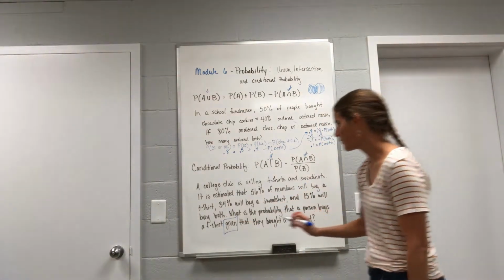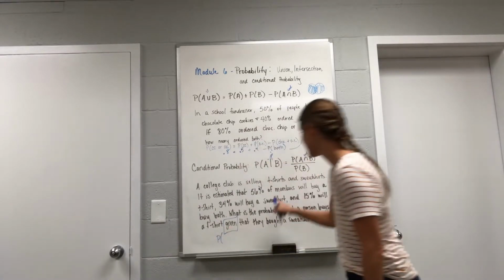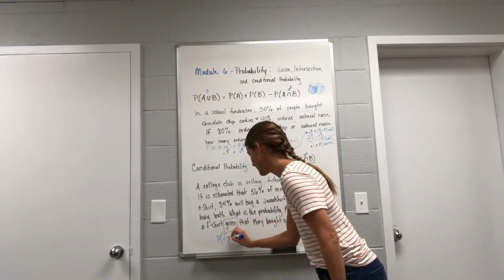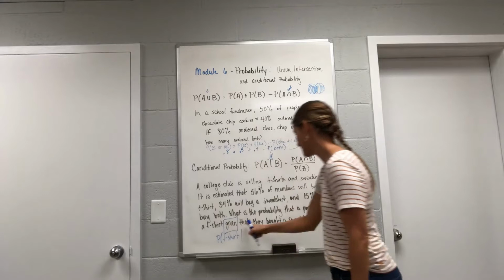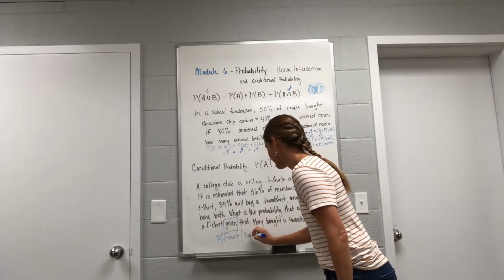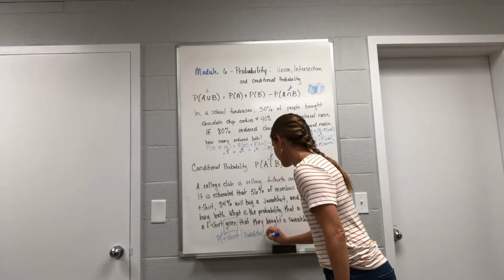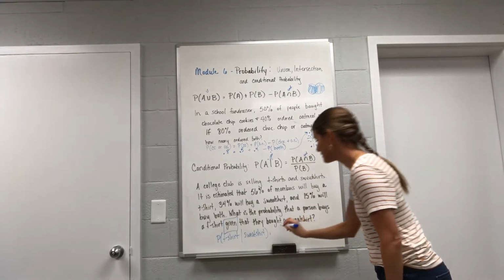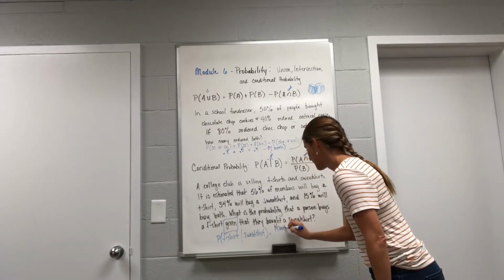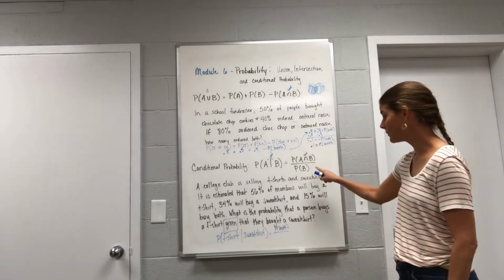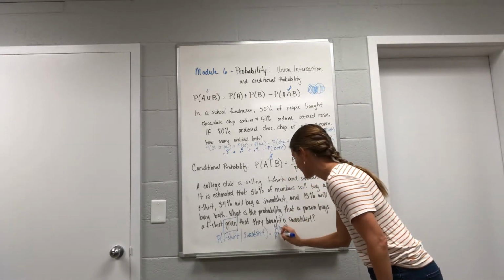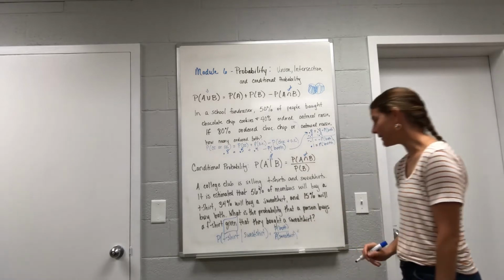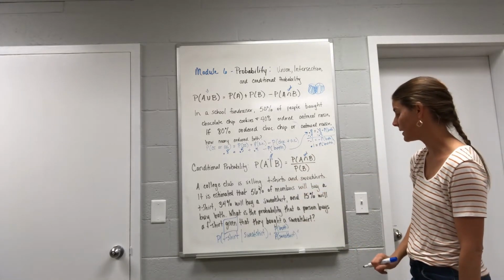So what we're going to do is plug into this formula. The probability of our A is whatever it says, the probability that a person buys a t-shirt, given that they bought a sweatshirt. It's the probability that they did both, so the probability of A and B, divided by the probability of B, which is in this case the sweatshirt. And then we just find that information from the problem and we will be good.